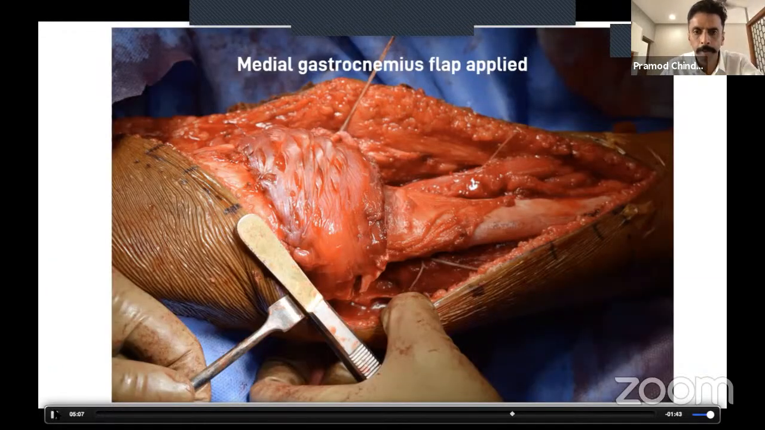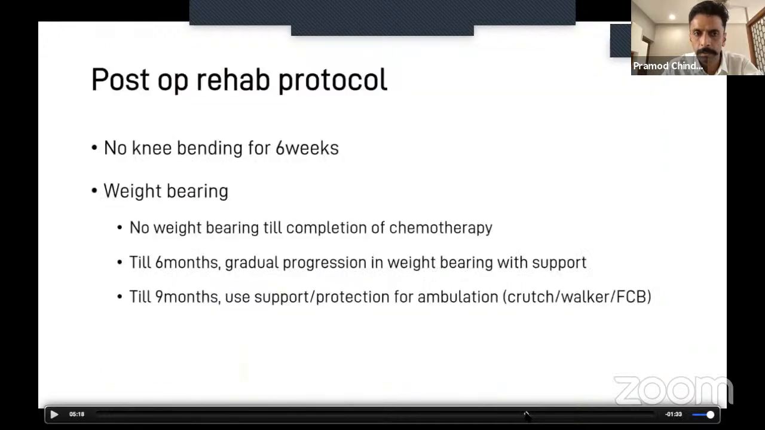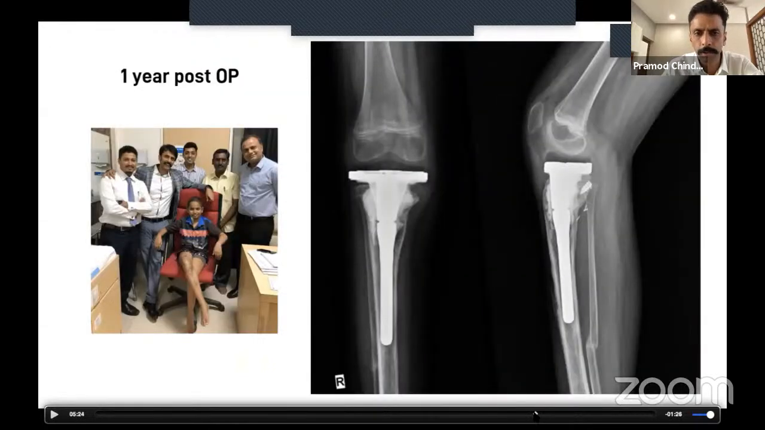And a gastroc flap, and the wound did not close, hence we had to use skin grafting over the gastroc flap. So if you see that, we did not bend the knee for 6 weeks, standard protocol, and continued the chemotherapy.